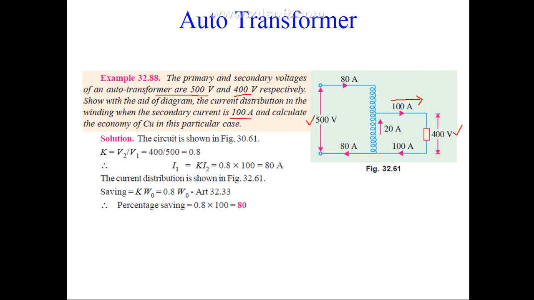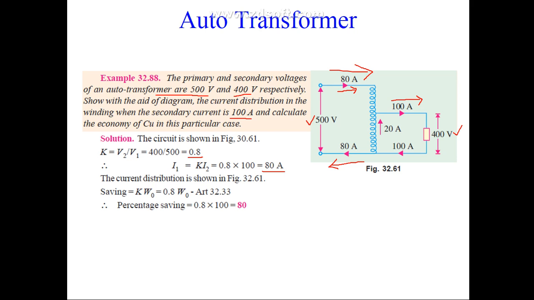The circuit is shown. This is another circuit. So K, the transformation ratio, can be found as V2 by V1, which is equal to 0.8. So if you have the transformation ratio, then you can calculate the current in the primary, I1, that is K into I2, meaning 80 ampere. When you check power at the primary side, it is 80 into 500, so it comes out to be 40000, and on the secondary it is 100 into 400. So the power is the same at primary as well as secondary. The current distribution: 100 this side, 80 this side, then it must be 20 from this side, then it will be 100 ampere. And from the entering point this is 80 ampere, so here it must be 80 ampere. Here the current is I2 minus I1, 20 ampere.